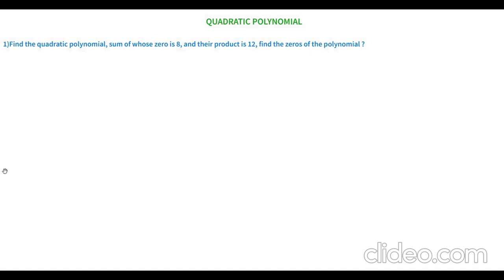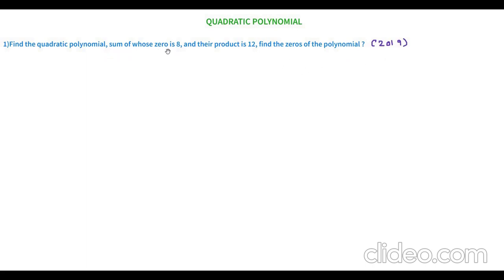So let's see the first example for today, which is: find the quadratic polynomial, the sum of whose zeros is 8 and their product is 12. Find the zeros of the polynomial. This question was asked in the 2019 paper. It is a very important question and a very easy question.